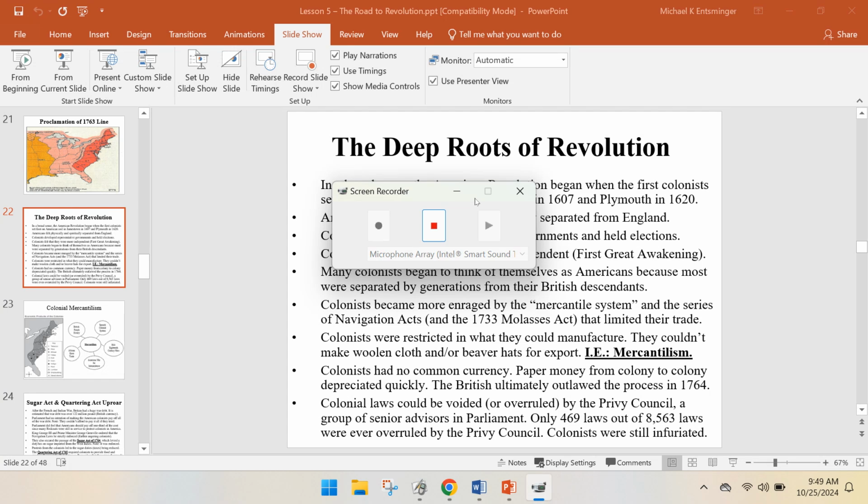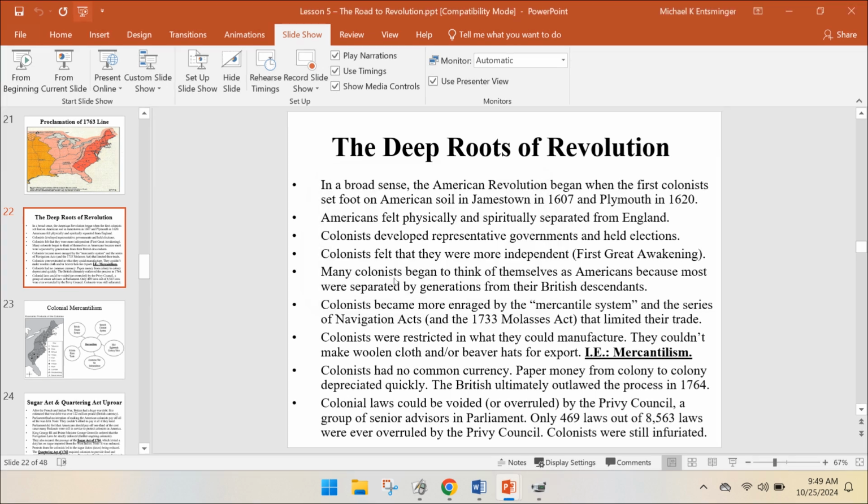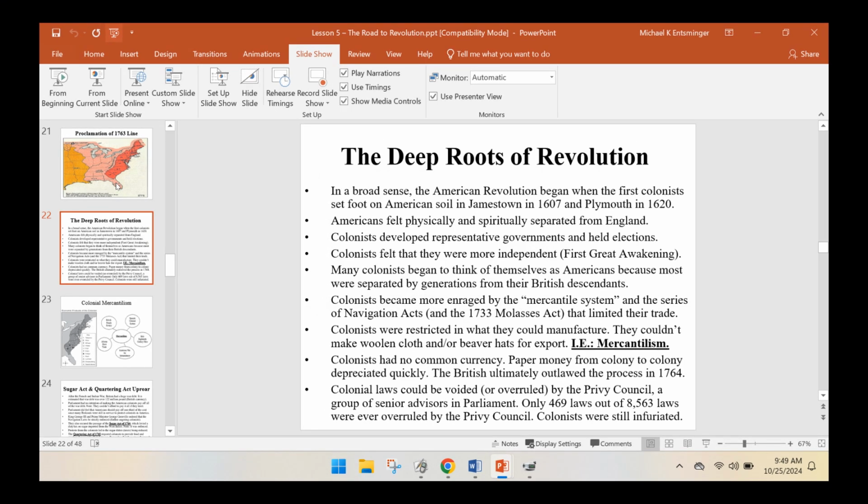Moving right along. The deep roots of revolution.